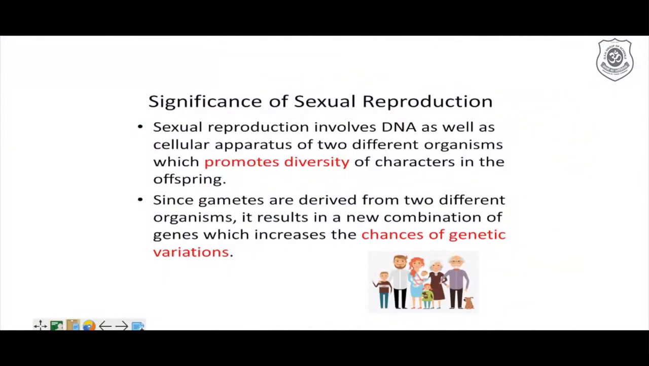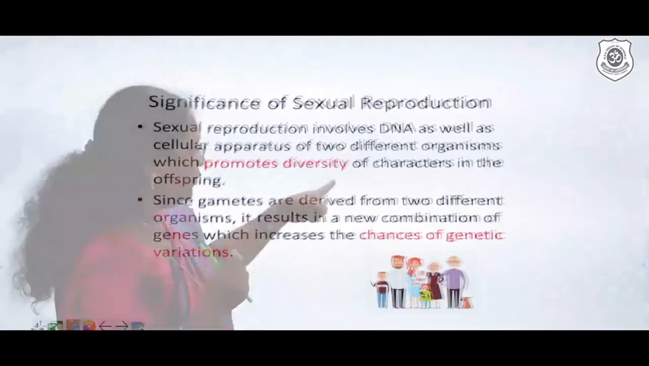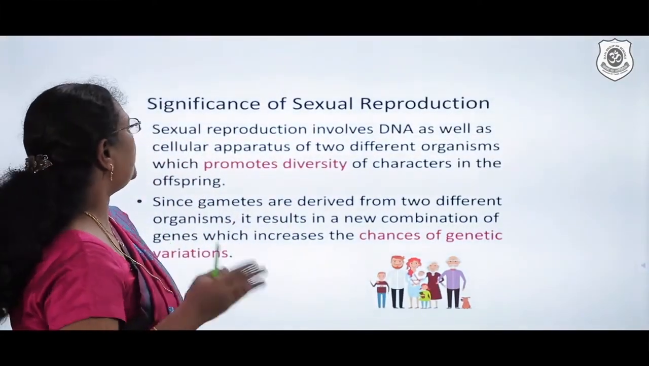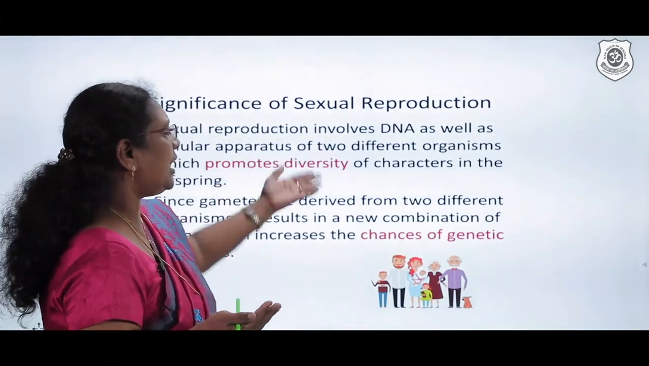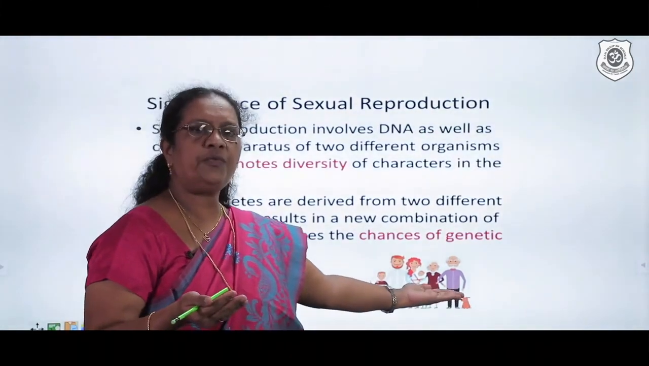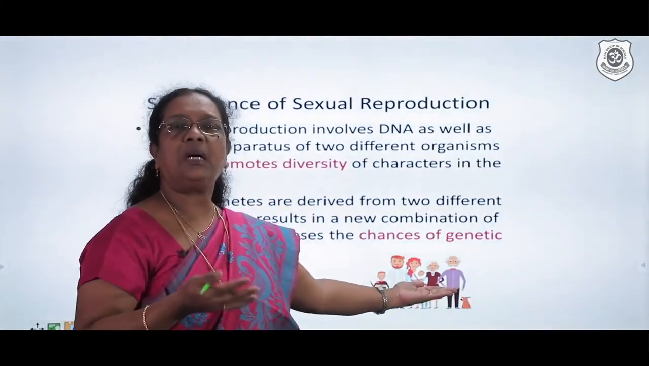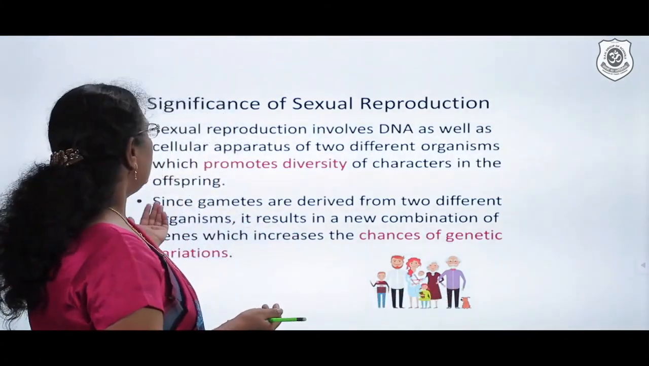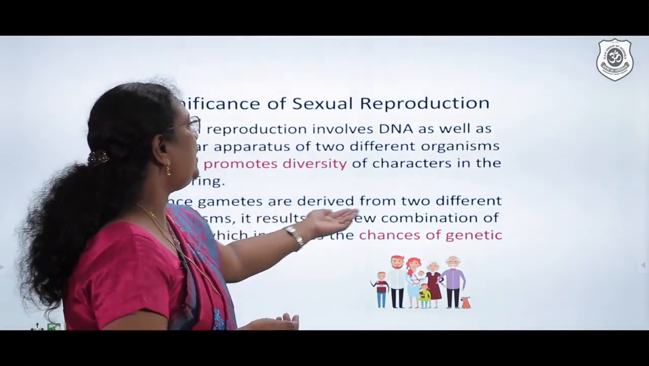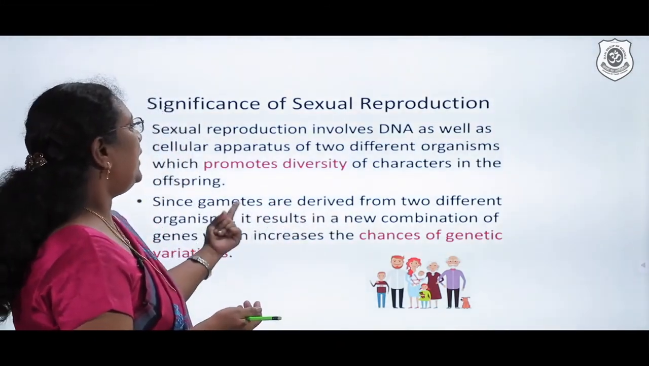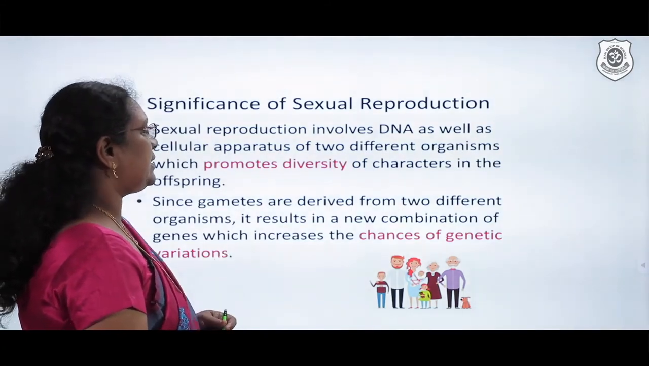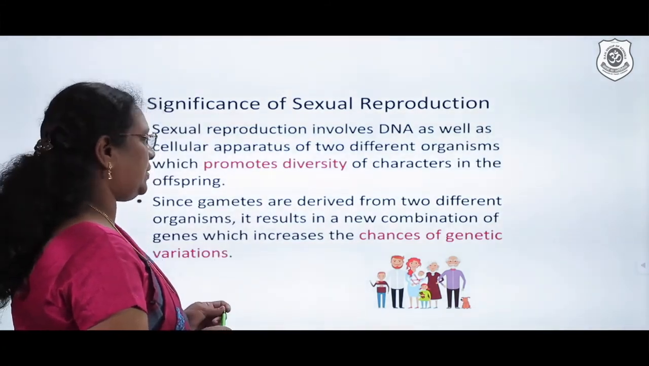So is there any significance for sexual reproduction? Sexual reproduction involves the DNA as well as the cellular apparatus of different organisms, which promotes diversity. Each one of us is different in our own family, whether it is father, mother, or children. We find variation observed among them. Since gametes are derived from two different organisms, it results in a new combination of genes, which increases the chances of genetic variation.